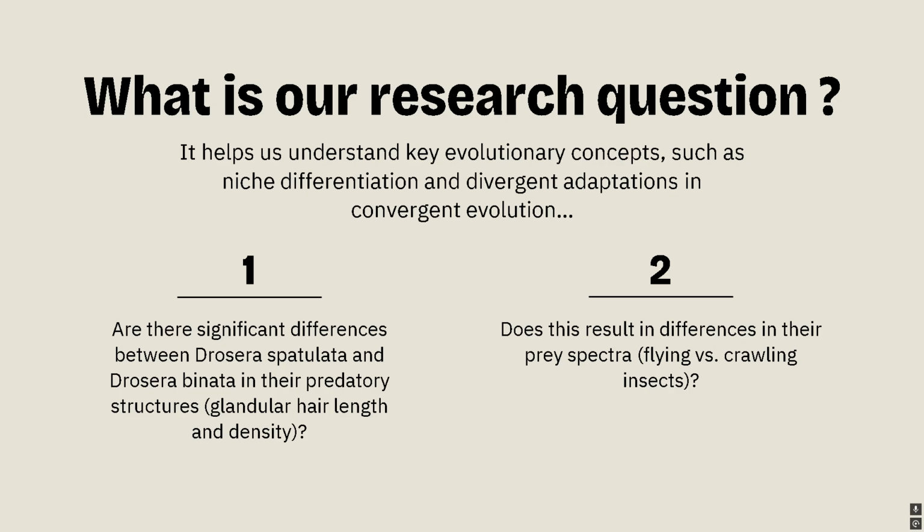To fill this gap, I asked two very specific research questions. First, do these two sundew species show quantifiable differences in their trapping tools, that is, the length and density of their sticky glandular hairs? Second, does this lead to a difference in the type of prey they capture? Specifically, does the fork-leaf sundew specialize in flying insects, while the spoon-leaf sundew has a broader diet?